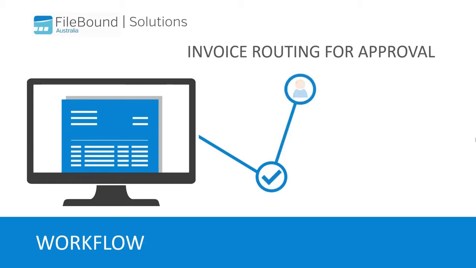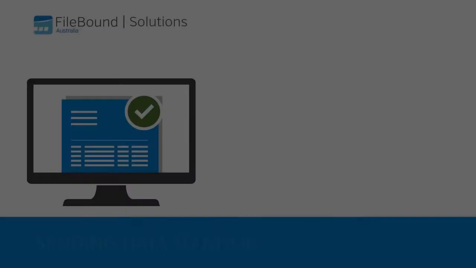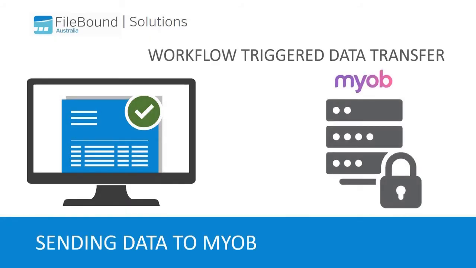During this process, the invoices will be automatically routed for approval. Users can be either on-site or off-site with remote access. Once the invoices are approved, the invoice data will be migrated to the finance platform, removing the data entry element. Once the data is migrated, the status of the document within FileBound will be updated.